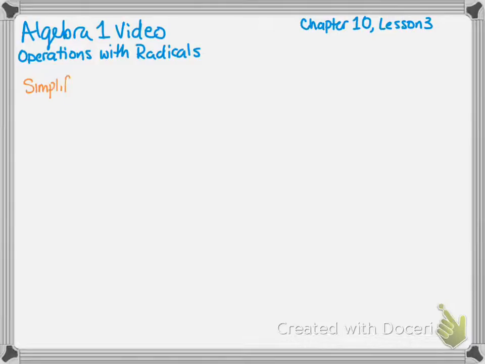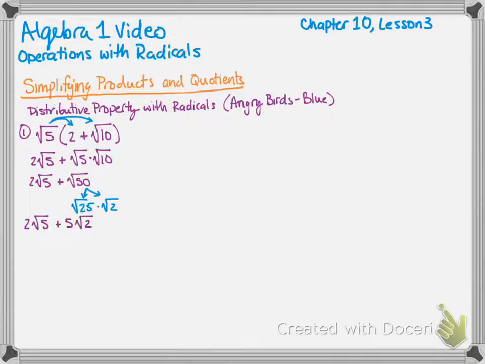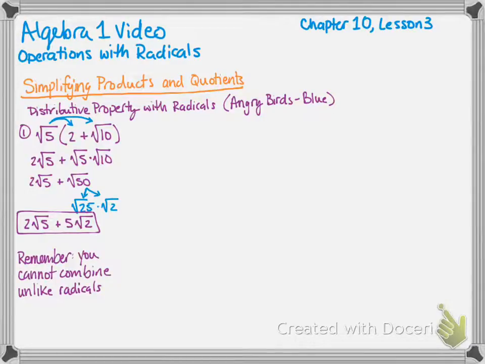All right, so simplifying products and quotients. Distributive property with radicals is like Angry Birds. So I'm just going to Angry Bird everything, distributive property. So the square root of 5 times 2 is 2 times the square root of 5 plus the square root of 5 times the square root of 10. And I'm going to end up with 2 times the square root of 5 plus the square root of 50. Break up 50 to simplify, and I end up with 2 times the square root of 5 plus 5 times the square root of 2. Next question. Oh, remember you cannot combine unlike radicands or radicals.